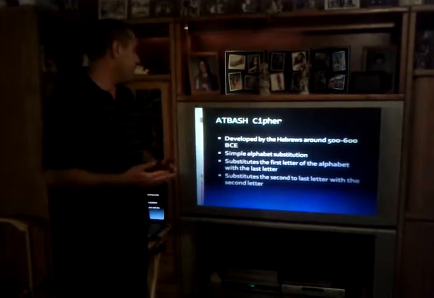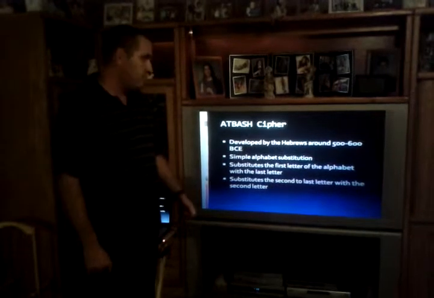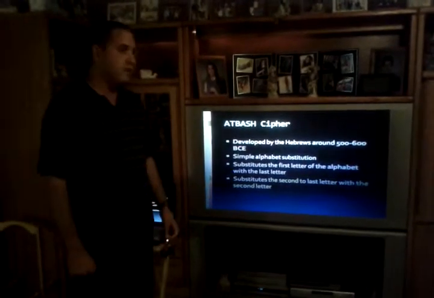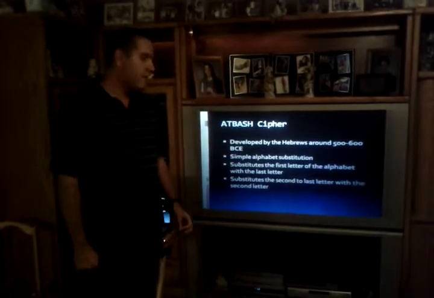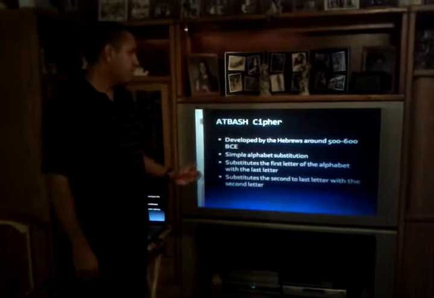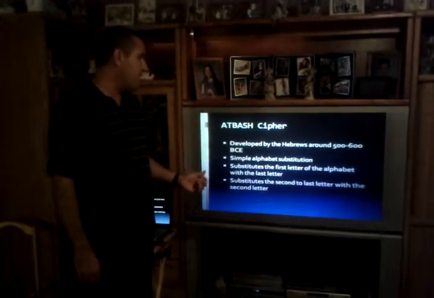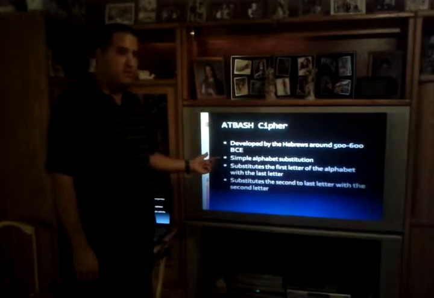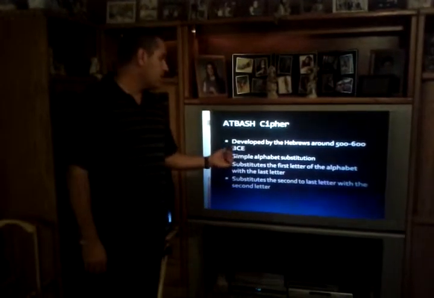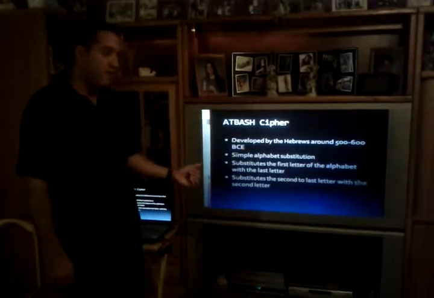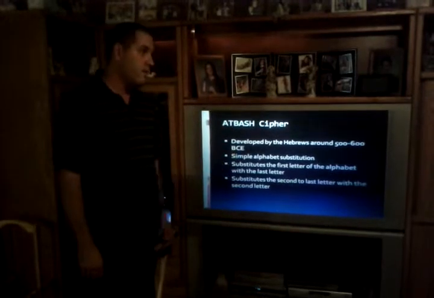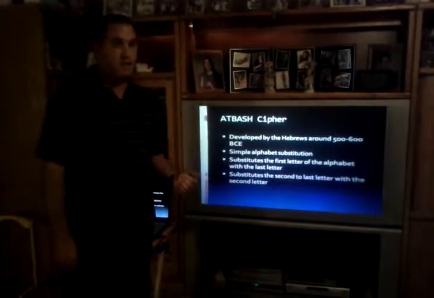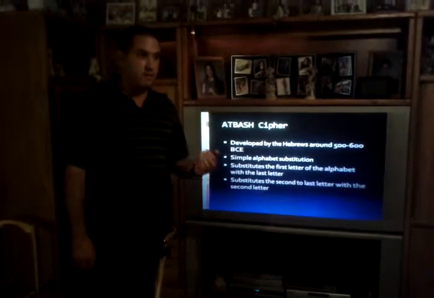The Atbash cipher was developed by the Hebrews around 500 to 600 BC. They used a simple alphabetic substitution. It substitutes the first letter of the alphabet with the last letter, and the second letter with the second to last letter, and so on and so forth, like A being Z, B being Y, and C being X.